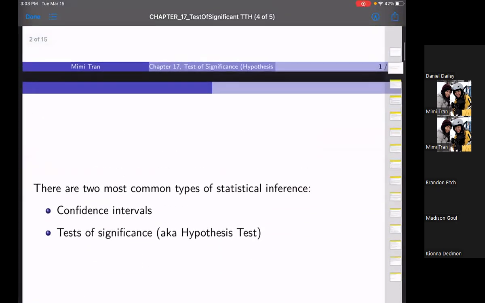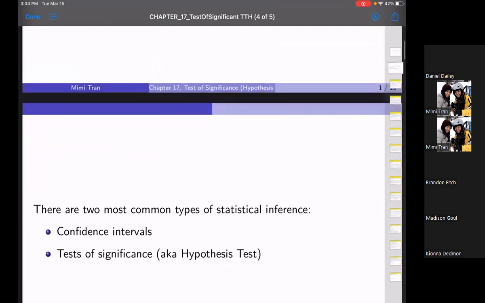Do you have any questions from the last chapter, chapter 16? All right, okay, chapter 17. I'm sorry, yes, chapter 17. So, test of significance. A lot of the time I'm gonna say hypothesis test. I rarely say test of significance, just because I like it better.